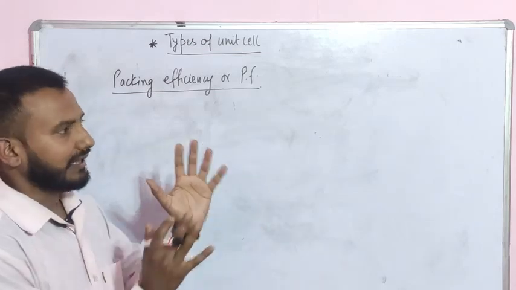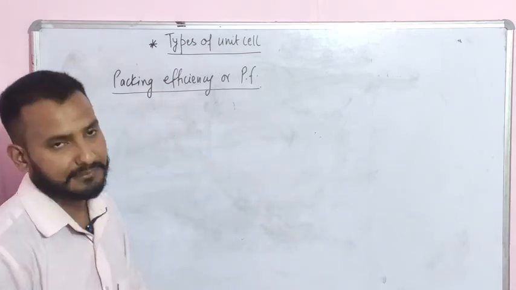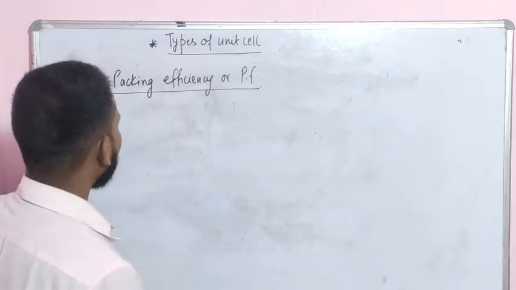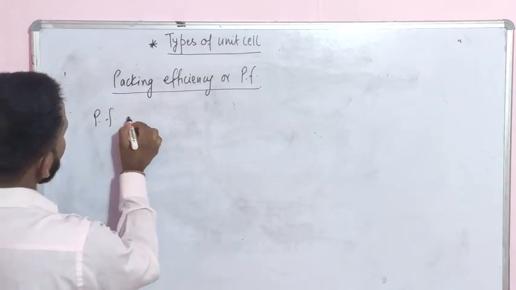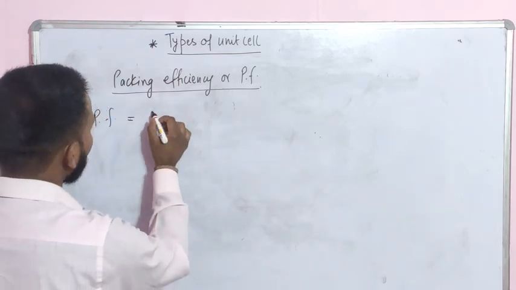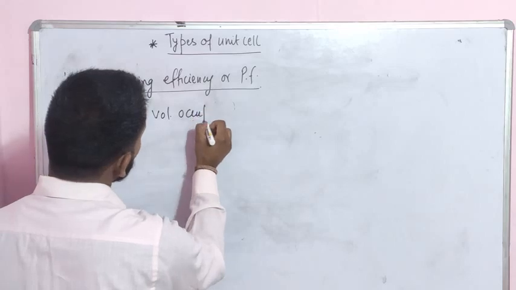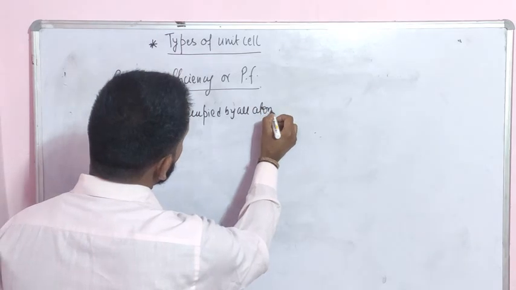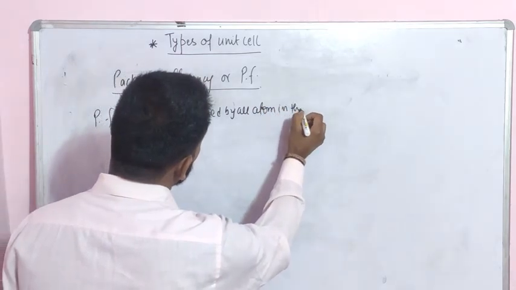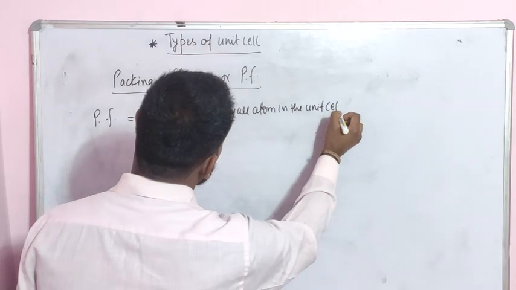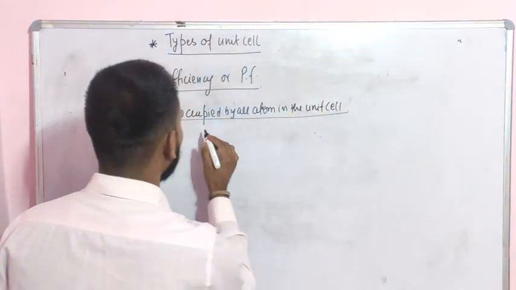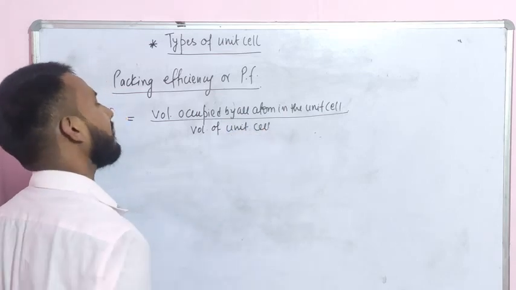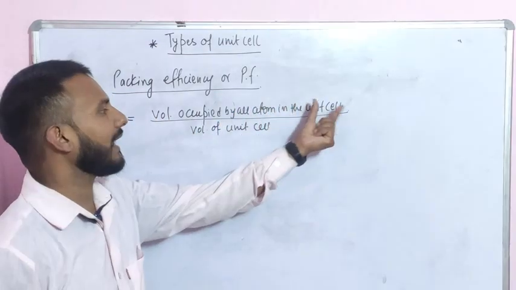Depending upon the type of unit cell or type of crystal system, there are different packing efficiencies or packing fractions, and that is what we are going to calculate. You can calculate packing fraction very easily by a formula: volume occupied by all atoms in the unit cell divided by volume of unit cell. Okay, that means the volume occupied by all the atoms in a unit cell.